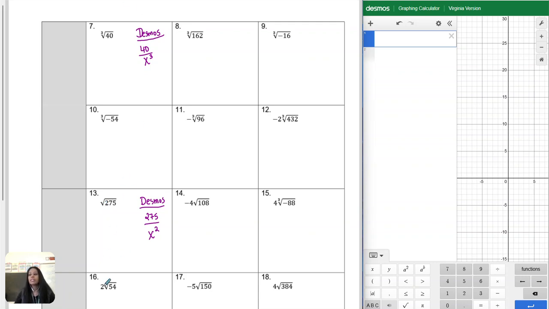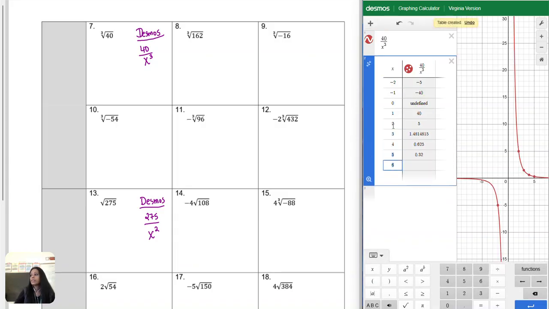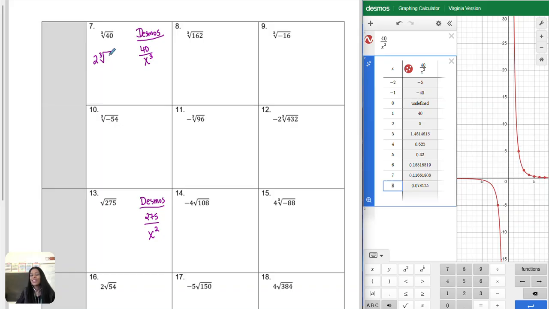Okay, so I'm going to do these 2 problems. I'm going to do 40 divided by x cubed. Turn it into a table. Enter, enter, enter. Start from the bottom. 2 cube root of 5. So this ends up being 2 on the outside, and the number on the inside is cube root of 5. And that's my answer.